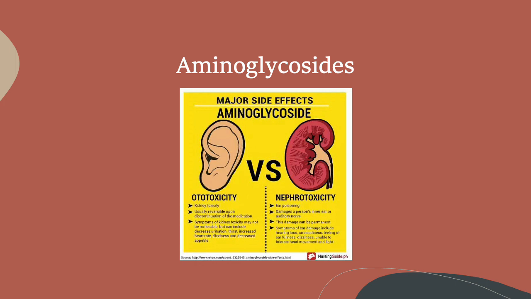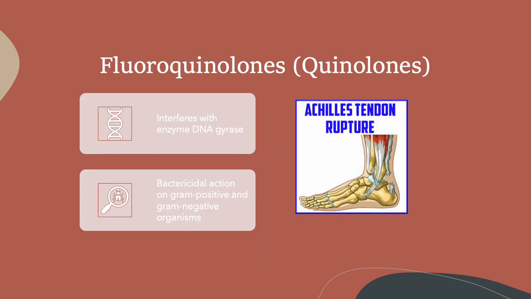And you should apply the general principles to taking antibiotics as well in regards to patient education and nursing implications. Our next category are fluoroquinolones or quinolones. They're very potent bactericidal broad-spectrum antibiotics. They destroy bacteria through interfering with enzyme DNA gyrase, which is needed to synthesize bacterial deoxyribonucleic acid. This includes gram-positive and gram-negative organisms.